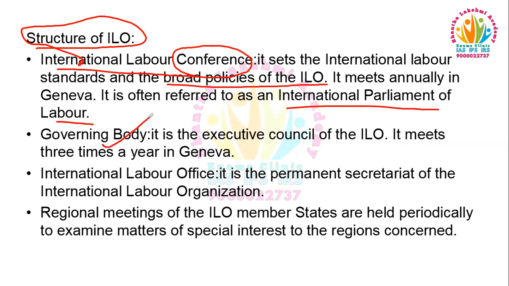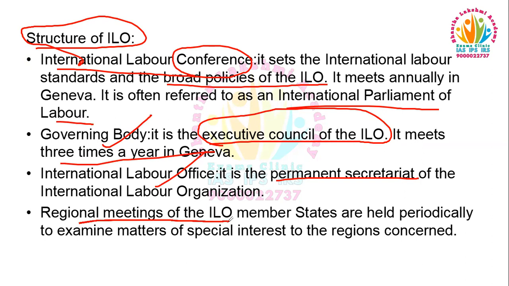Next, it has a governing body. The governing body is the Executive Council of the International Labour Organization. It meets 3 times a year in Geneva. Then it has an International Labour Office. It is the permanent secretariat to the ILO. Then regional meetings of the ILO member states are held periodically. Why? To examine matters of special interest to the regions concerned about labour standards.